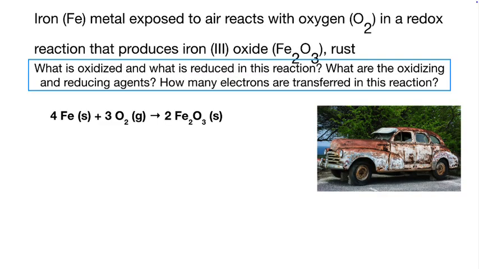Do you produce rust? What is oxidized? What is reduced in the reaction? What are the oxidizing and reducing agents? How many electrons are transferred in this reaction? How do we go through and process? What do you go through and see?